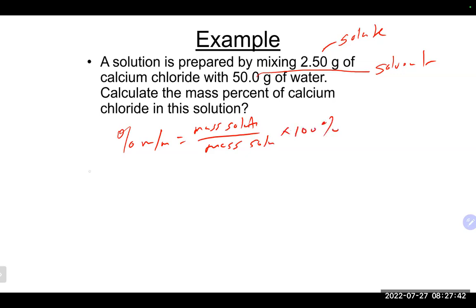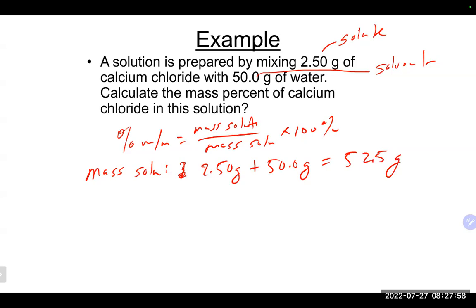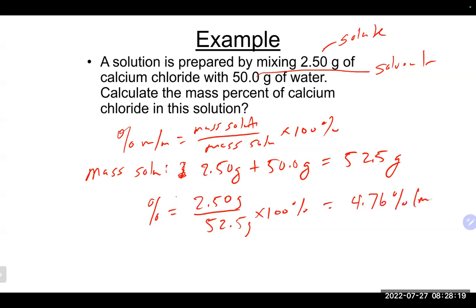Here the important part is we want to get the mass of the solution, so we add it together. That would not be 1, that would be 2.5 grams plus 50 grams, giving us 52.5 grams of solution. So our percentage here would be 2.5 divided by 52.5 times 100%. And like we got previously when we did this one, I believe 4.8% by mass.